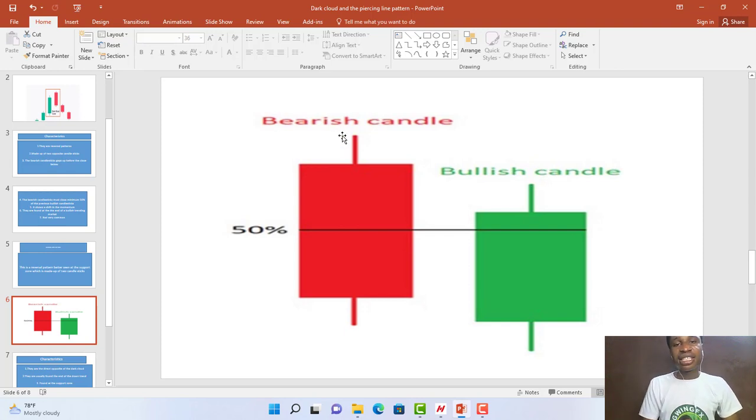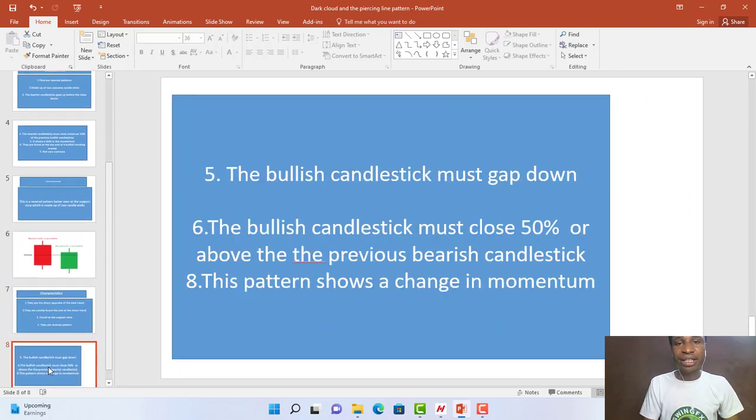You can see this is a bearish candlestick. The market must be in a downtrend first. Then there must be a gap down. Then another bullish candlestick closes at least 50% inside the initial candlestick. That is what a piercing line pattern is. This is a killer strategy. I decided to take this differently for us to see it. Kill the market with this.